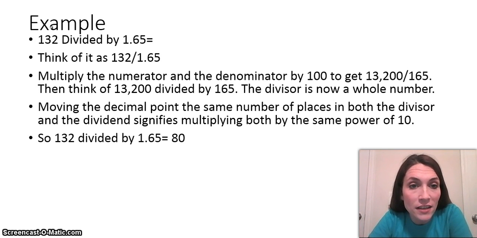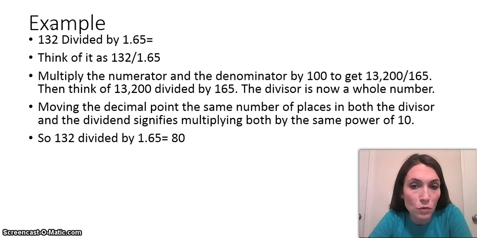But if we do that, we also need to change 132 by multiplying it also times 100. So we would be changing 132 into 13,200, and we would be changing 1 and 65 hundredths into 165. And the reason this works is because we're making equivalent numbers by multiplying both the numerator and the denominator by 100.